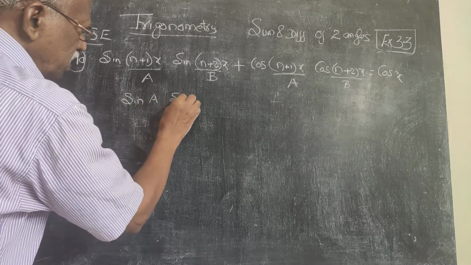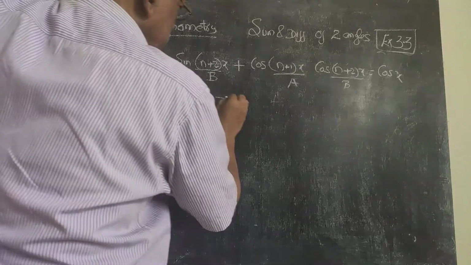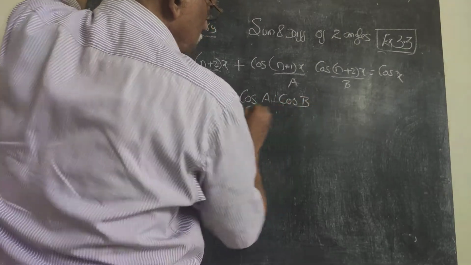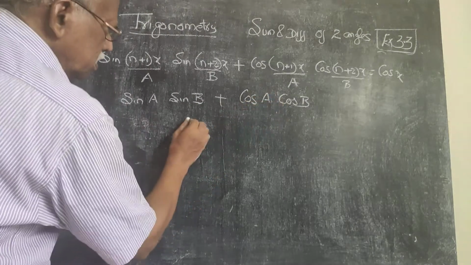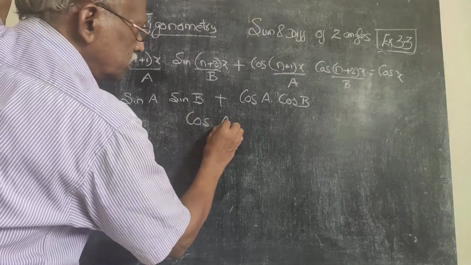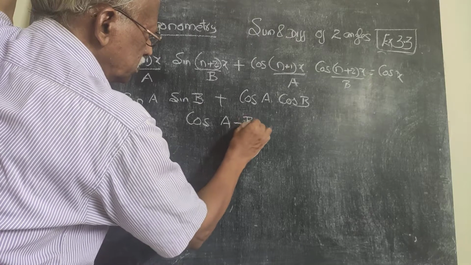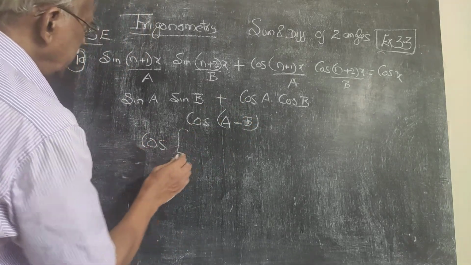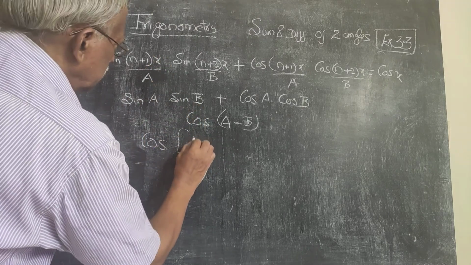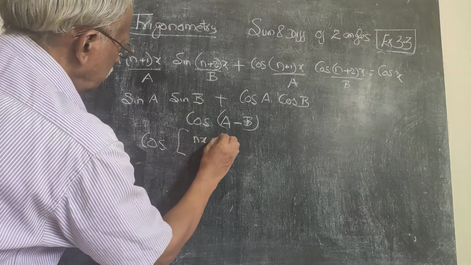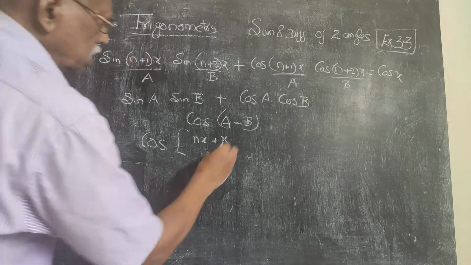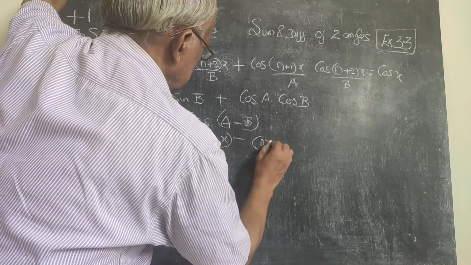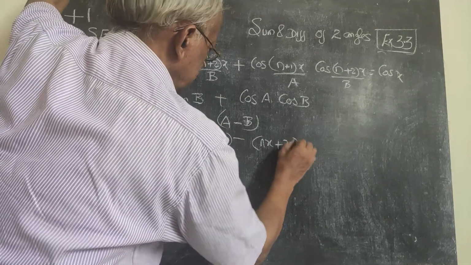sin A sin B plus cos A cos B. Cos A cos B plus sin A sin B is cos(A − B). That is the formula. Replace with that A and B. A is nx plus x. I have multiplied. Minus B is nx plus 2x.